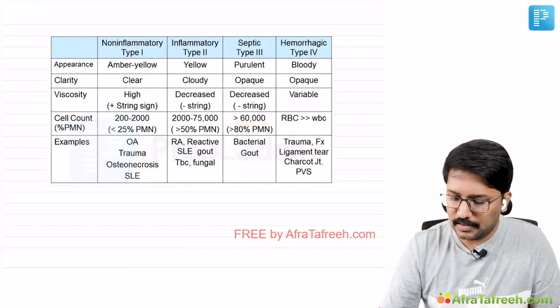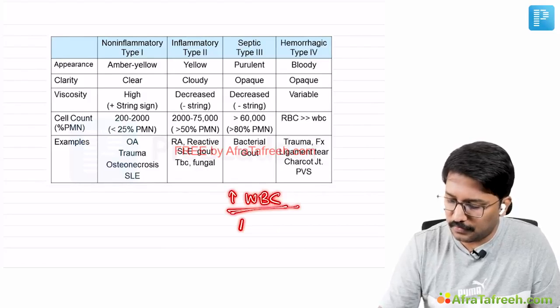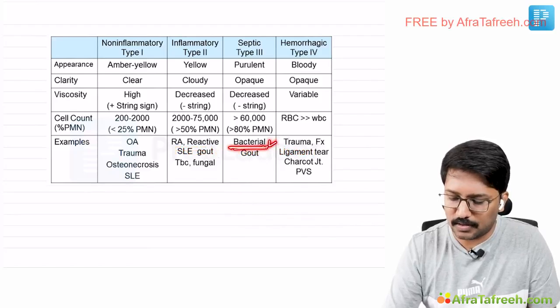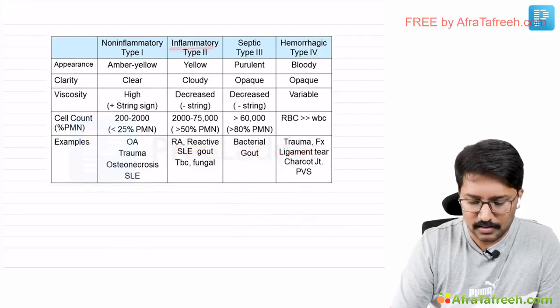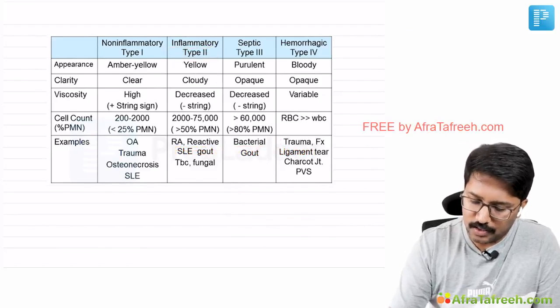There is a very high WBC count, predominantly comprising polymorphonuclear cells, right? So the neutrophil count is usually more than 80%. Okay, and obviously you can do a gram stain for the presence of bacteria. When you look at the inflammatory synovial fluid, it might have some degree of cloudy appearance.